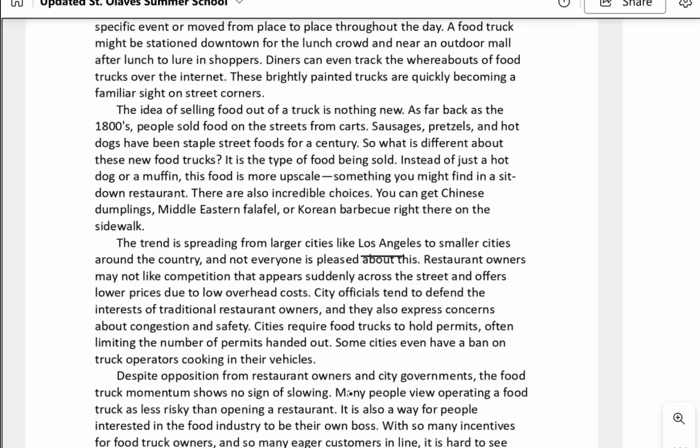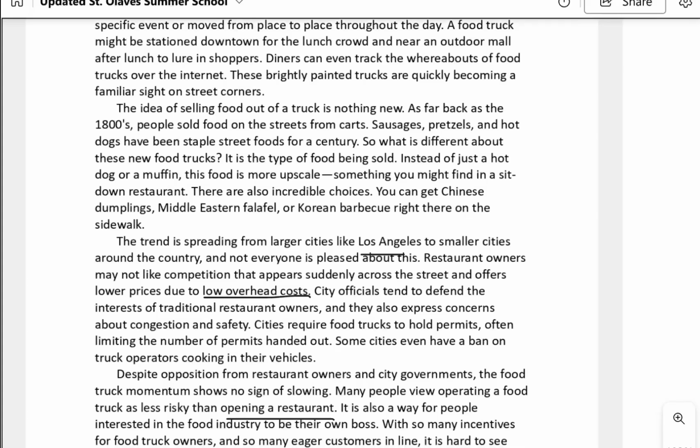So it's talking about the competition with restaurants and its presence in bigger cities to smaller cities, and talking about the pros and cons of a food truck, such as opening a restaurant, since there are less overhead costs, as you see here, and the incentives of starting a food truck.